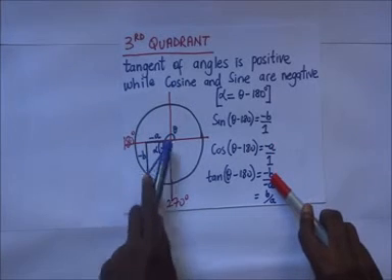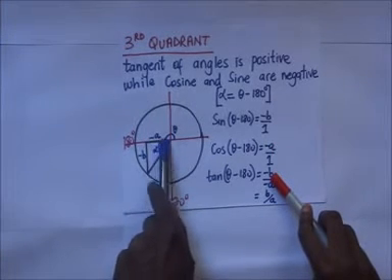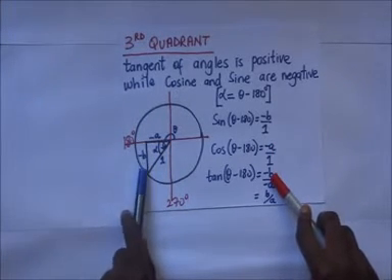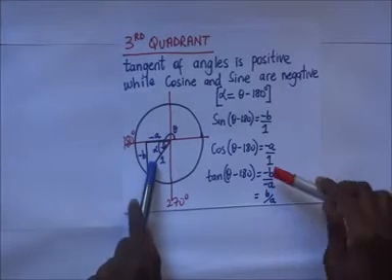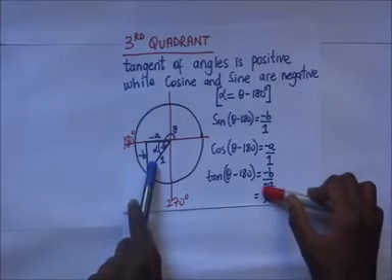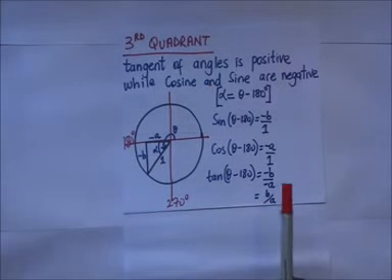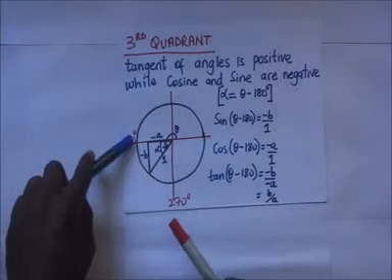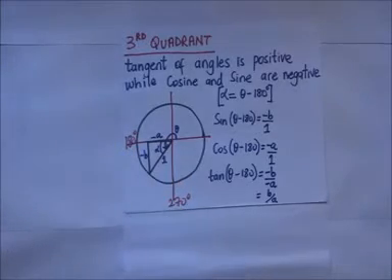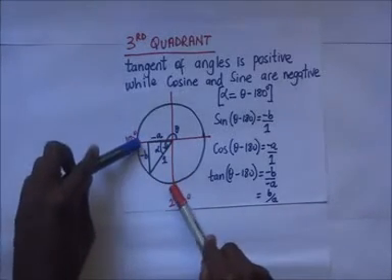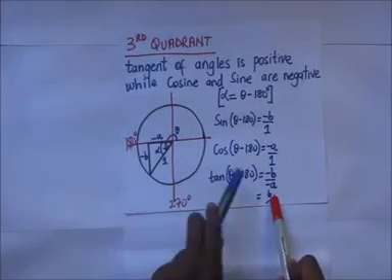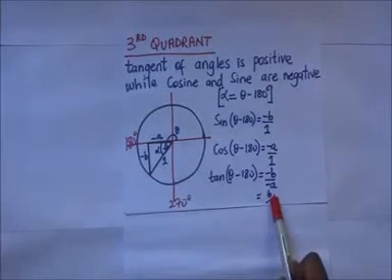Then for tangent, the tangent of alpha is going to be opposite, which is negative B, over adjacent, which is negative A. A negative divided by a negative gives you a positive answer. So you realize here that in the third quadrant, it's only the tangents of the angles between 180 and 270 that are positive. The rest are negative.